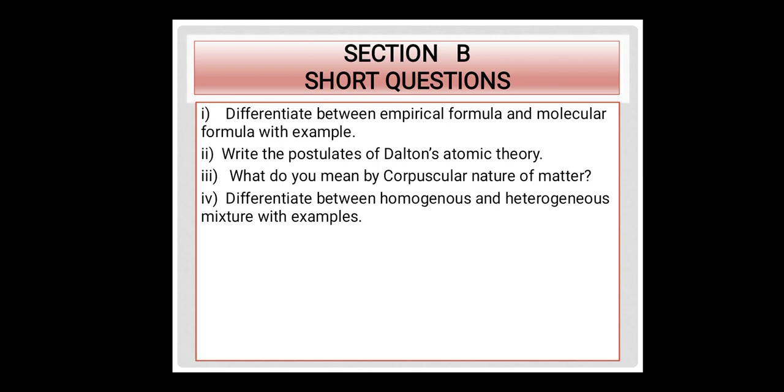Heterogeneous mixture. Such a type of mixture in which we can differentiate the mixture into two different layers or two different phases. It does not have a uniform composition. For example, oil floating on water. When we add oil to water, we can easily differentiate oil and water into two different layers.